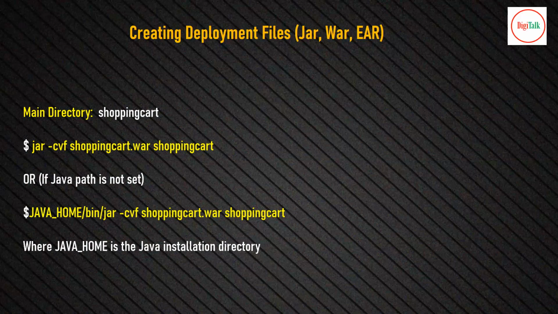The second command that you're seeing on the screen is for when your path variable is not set for the Java path. Then you have to specify the complete path for jar. This jar utility comes with Java and it is inside your bin folder. Then you can specify the complete path, and create your jar, WAR, or EAR file.